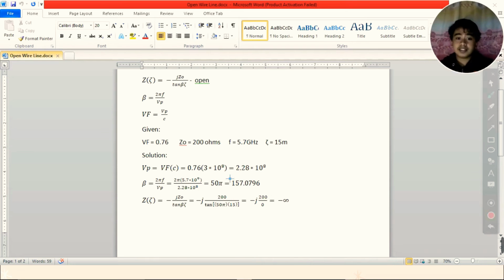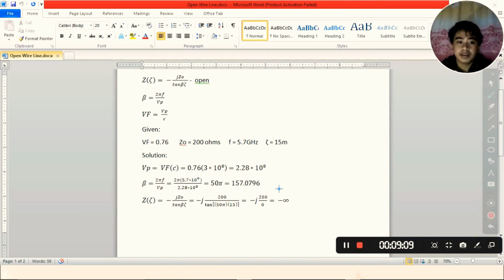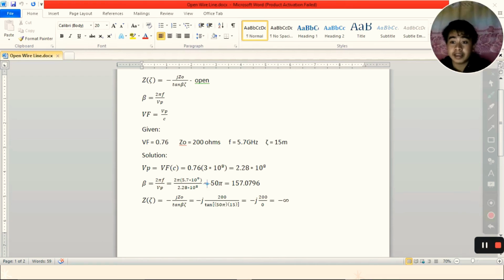Next, after we have our VP, we will solve for our beta. This is equal to 2 pi f over VP. Since we have the value of VP and f, we can solve for our phase constant. We input this in the calculator, of course in radians mode, because it's stated in the notes earlier that we should always use radians. The value that we get is 50 pi or 157.0796, and it goes on, so I just rounded it up.